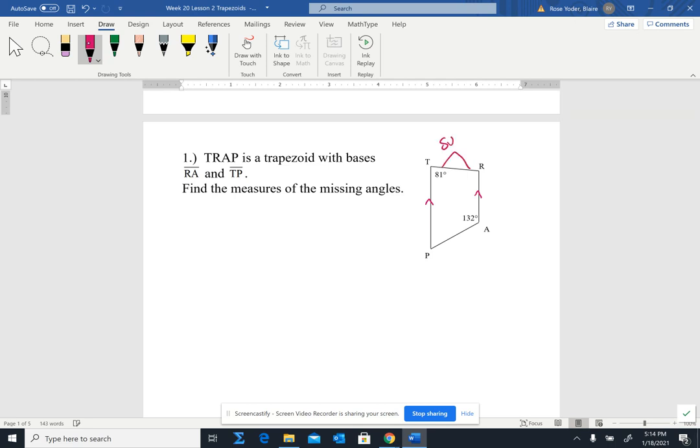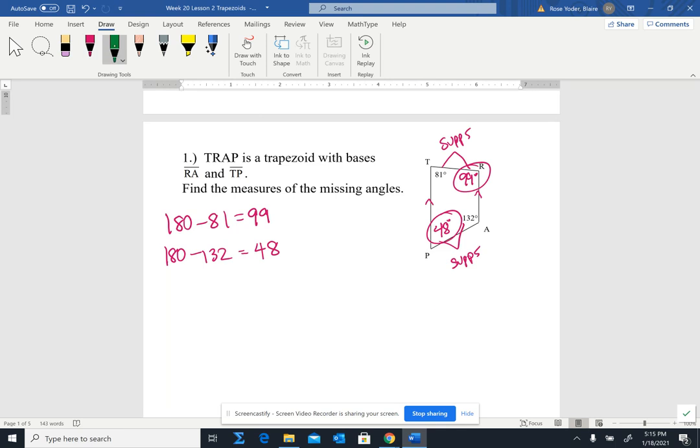So we've got these two angles, sups. Then we've got these two angles, sups. So all we're really going to be doing here is a couple of calculations with 180. 180 minus 81 is 99. Done with angle R. 180 minus 132 is 48. Done with angle P. And then what I like to do just to double check, just to make sure that I didn't make any mistakes, is add up all four of those angles. And just like in the kite or any other quadrilateral, all four angles should add up to 360.